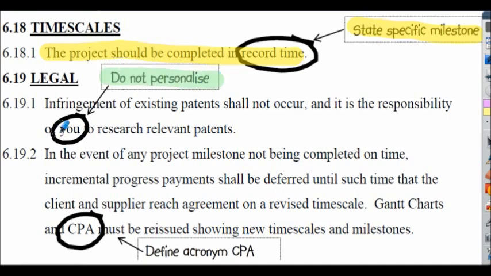Again, personalization has occurred here. And where acronyms are used, they need to be defined in the text. So if this is the first instance of referring to critical path analysis, the acronym should be defined in this location. So the text should say Gantt charts and critical path analysis with CPA in brackets after the words critical path analysis.